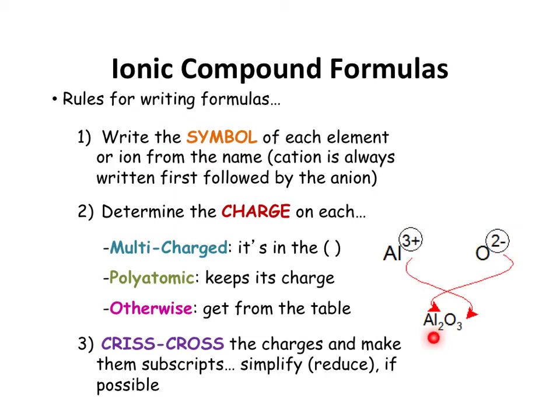In this case, you end up with a 2 and a 3. That is the lowest whole number ratio that you could have. If you had a 2 and a 2, they would cancel each other out and it'd be a 1 and a 1. That's what we mean by simplify.